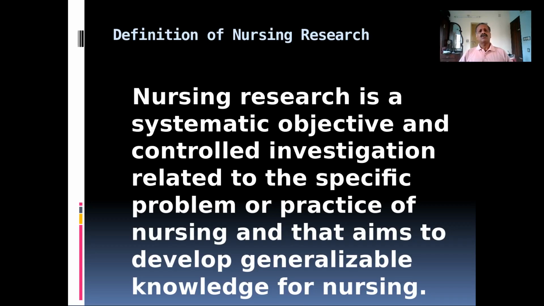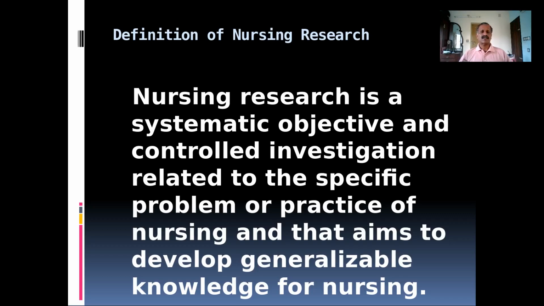Now, what is nursing research? So that is a scientific research. Nursing research is a systematic, objective and controlled investigation related to the specific problem or practice of nursing, and that aims to develop generalizable knowledge for nursing. So that's an extension. When a scientific research is done in the field of nursing, we call that a nursing research. That is the ultimate thing.